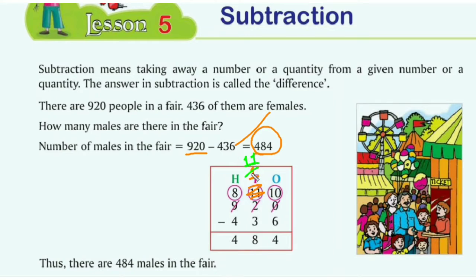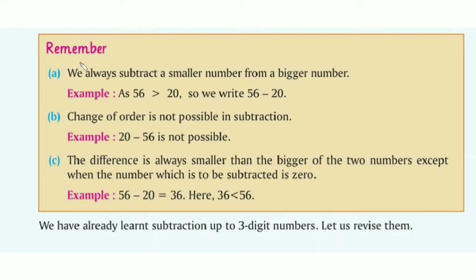So now 11 minus 3 equals 8 and 8 minus 4 is equal to 4. So our answer is 484. Thus there are 484 males in the fair. Now there are some important points you need to remember. We always subtract a smaller number from a bigger number.